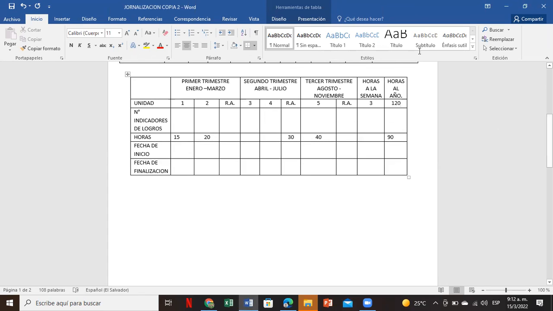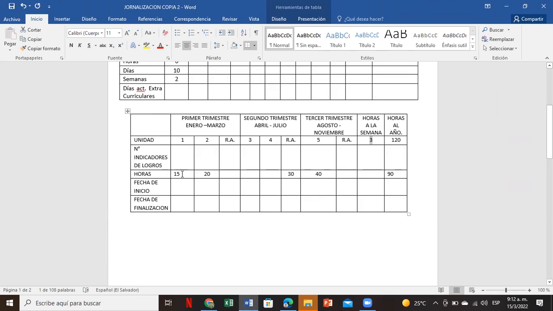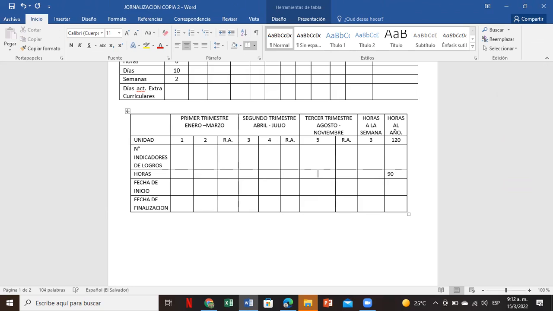Where do you get those hours? Which one? This one? The below ones, the 3 hours per week? No, the 15, 20, and... No. This is just an example. I was inventing. No, yo estaba inventando. Aquí estaba inventando yo. Okay.